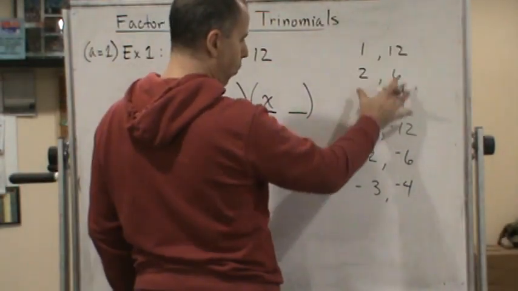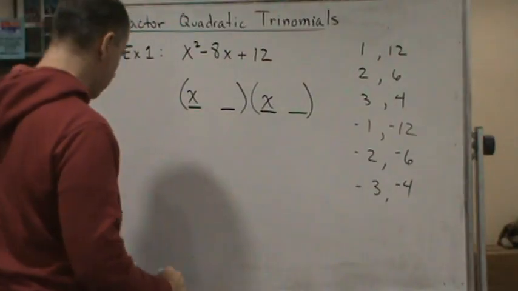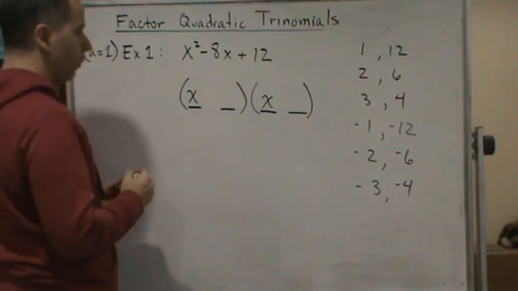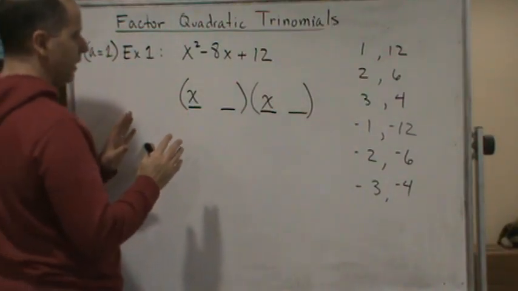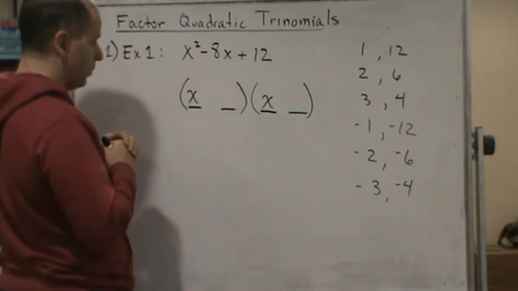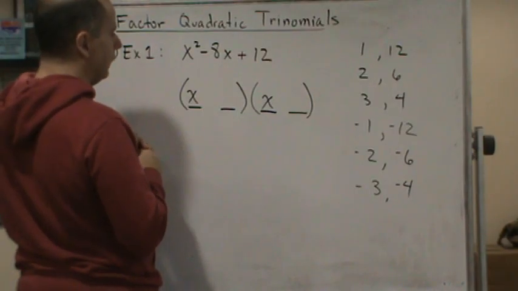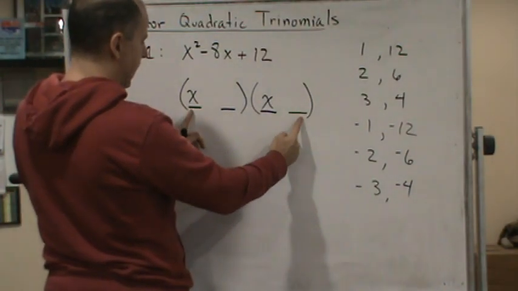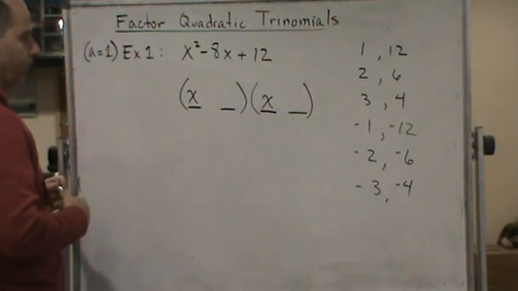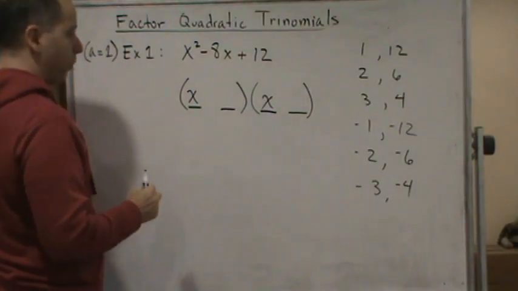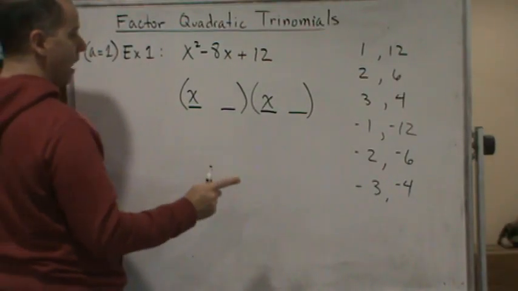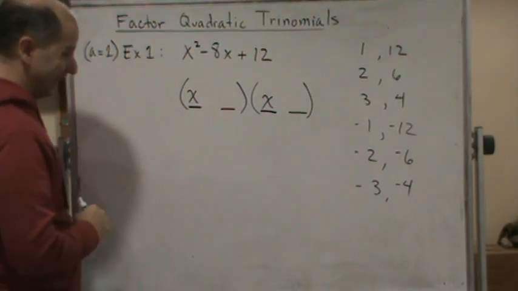So these are the different factors that will give us 12. The thing is, which one of these will work? Well, that's where we come to the middle term. Remember, from the previous example in the introduction, when we multiply the outside and the inside, we add those products to give us the middle term. So the product of these must give us 12, but the sum must give us -8.